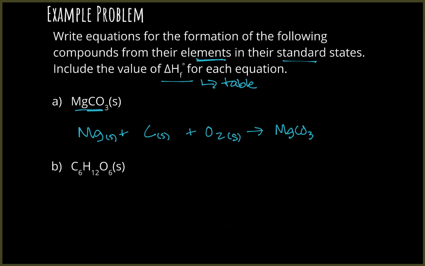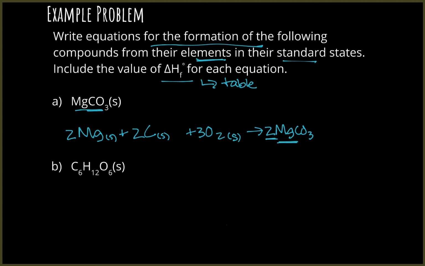So if we looked at this, to balance this, we would have to put a 2 here, a 2 here, and a 3 here. And then that would give us 2 of these. When we're writing equations for formation, we want those to be per 1 mole of that product. So what we would have to do then is divide all those coefficients by 2, because when you look those values up on the table, those are all given per 1 mole of the substance.